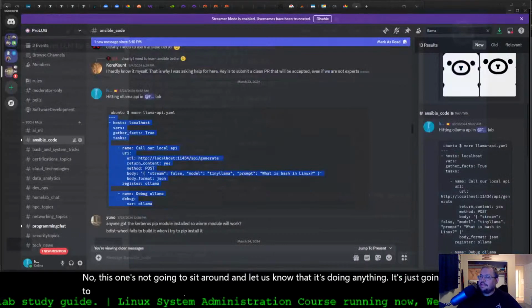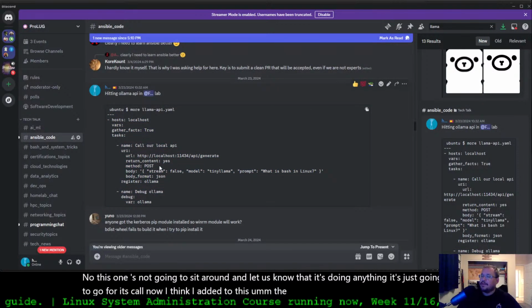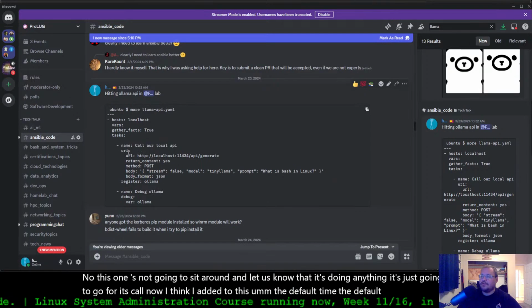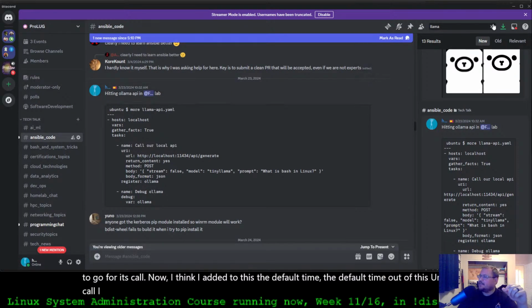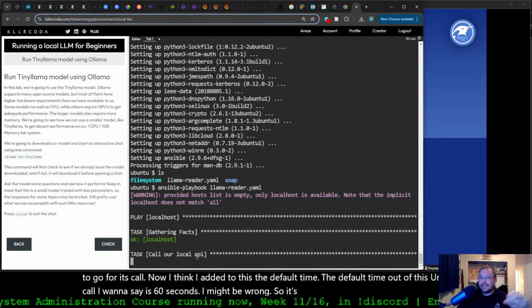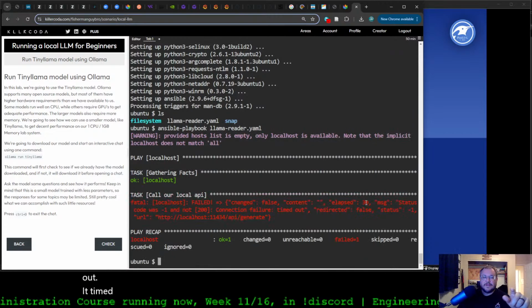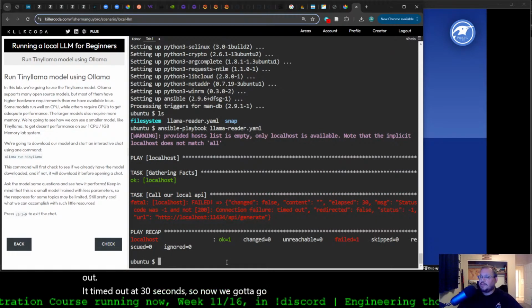Now I think I added to this, the default timeout of this URI call, I want to say is 60 seconds. I might be wrong. So it's very possible that this actually times out. Oh, yep, it timed out at 30 seconds. So now we've got to go do something else. We can do it like this.